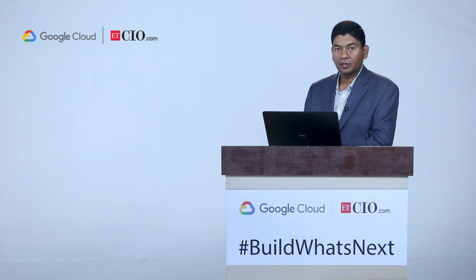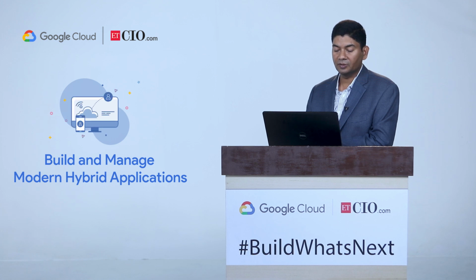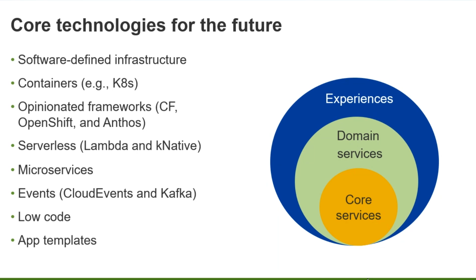Some of the key technologies are driving differentiation or capabilities across this entire stack, whether it's your core services, your industry specific domain services, or your experience touchpoints. Most of these new technologies which are driving exponential improvements in these areas run on cloud, be it containers, be it opinionated frameworks like Cloud Foundry, OpenShift and Anthos, be it serverless like Knative or Lambda, be it your microservices platform or event management tools. All of these core technologies are being built on the cloud. So you have to figure out how to leverage some of these new capabilities to drive your application modernization.